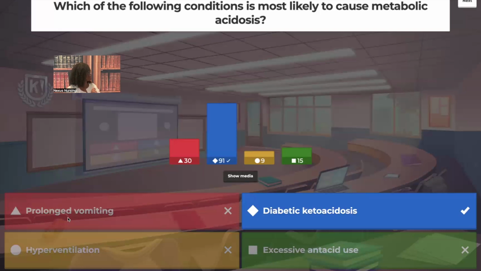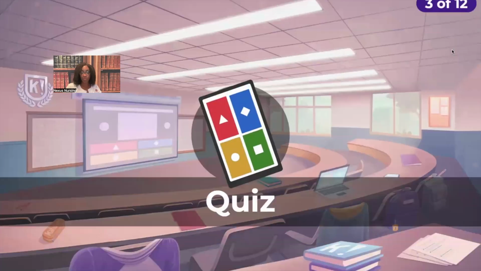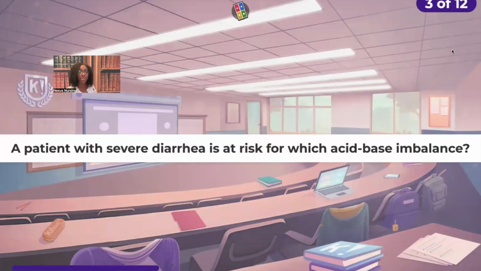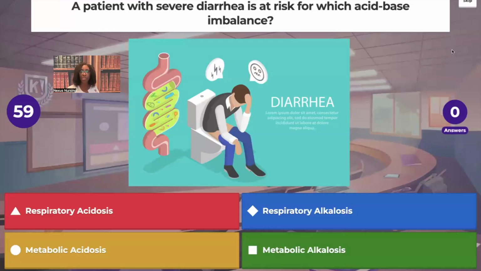Okay. Let's keep going. All right. A patient with severe diarrhea is at risk for which acid-base imbalance? Oh, you better be lucky. I just gave you the answer in my last explanation. Do not play with me. Respiratory acidosis, respiratory alkalosis, metabolic acidosis, or metabolic alkalosis. Everybody should get this correct.